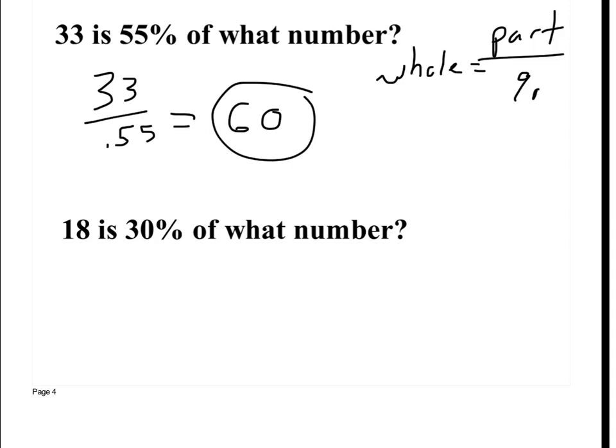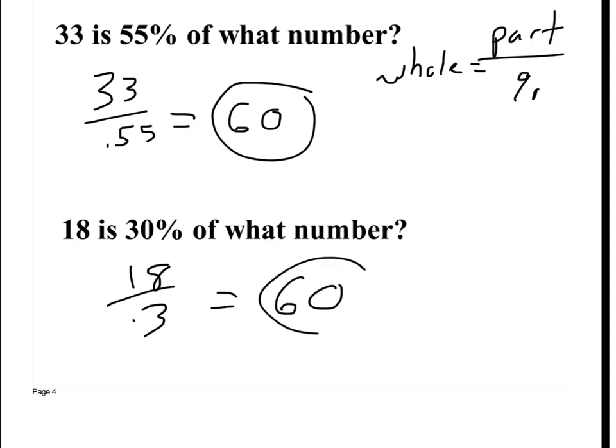So you take part divided by percent to find the whole, if that's what it's asking for. So really all you have to do today is figure out what it's asking for: part, whole, or percent. And then use the one that helps you. In this case, the whole. So I take 18 divided by 0.3. When I do that, I get 60.